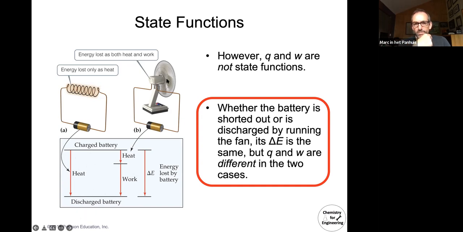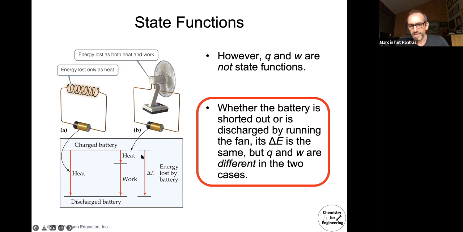Or I can hook it up to a fan. It has to be probably pretty powerful, or it can be just a small fan. And then the fan will do some work. It will rotate the blades around and provide you with cool air, or will move the air around. And then it will also give up some heat because the fan will not be completely efficient. So in both cases, we go from a charged battery to a discharged battery.